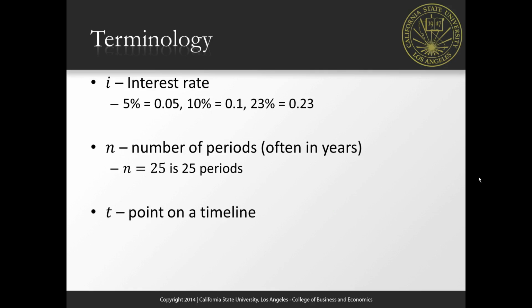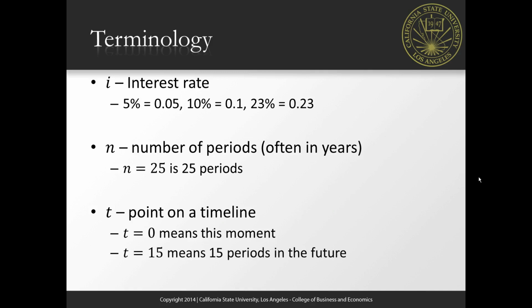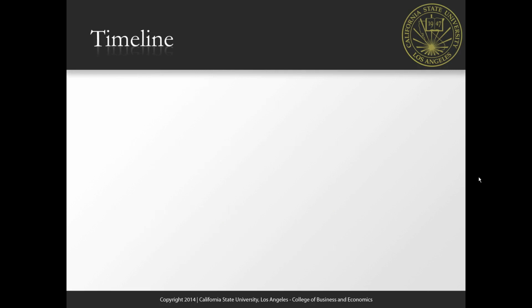Now, t, the way that I like to think of t, that represents the time. So it's the point on your timeline. Generally, t equals 0 means right now at this very moment. So basically, when you think about it, zero time has elapsed. Now, you might have t equal to 15, in which case we are looking at a point 15 periods into the future. Again, the periods can be denominated in years, months, or really anything that the question specifies.